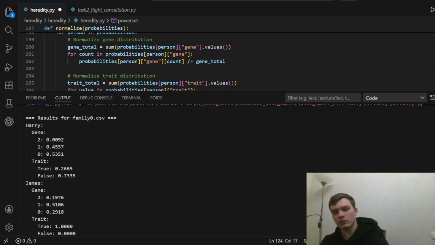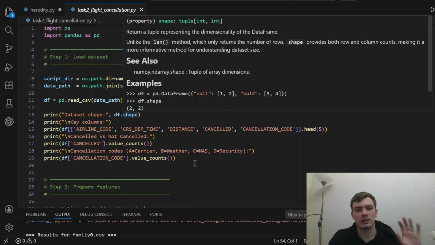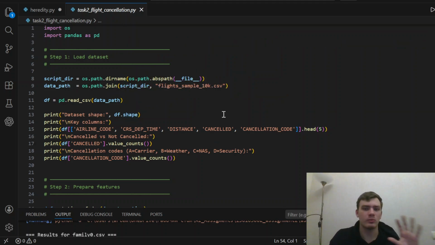So let's move on to the second. Task 2 is about predicting flight cancellation. I'm using two approaches: a knowledge-based engine and Bayes' theorem from probability. First, the dataset has flights. The main column is cancelled. 0 means the flight happened, and 1 means it was cancelled.